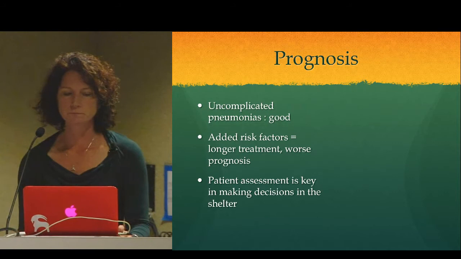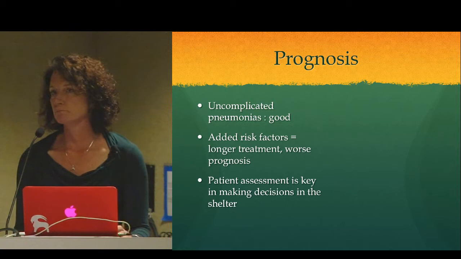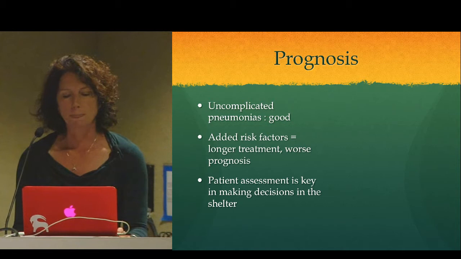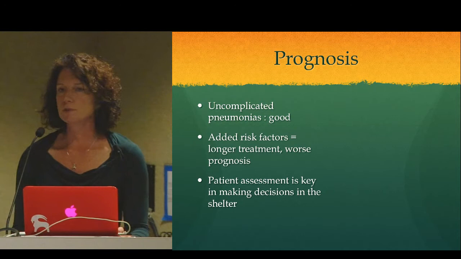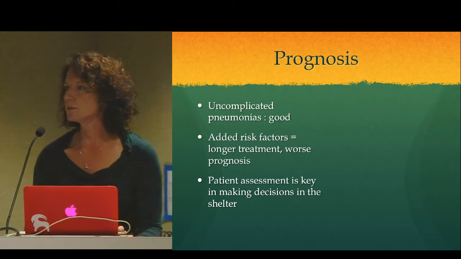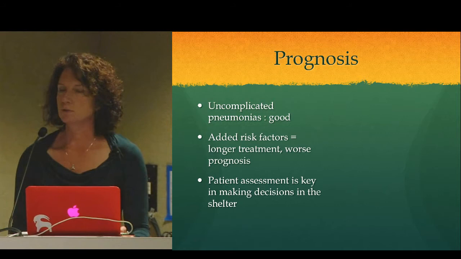Prognosis. Uncomplicated pneumonias, good prognosis. So uncomplicated, it's a patient with an otherwise healthy signalment, not a lot of compromise, you should be good. With added risk factors, age, immune status, retroviral status, other issues going on, it's a worse prognosis that needs longer treatment. And honestly, for these, I always feel like it's that wider patient assessment, which is what I'll finish with today, in looking at what standard of care do these patients need to do well and recover, and are we able to offer that standard of care in this shelter or through the shelter system somehow.